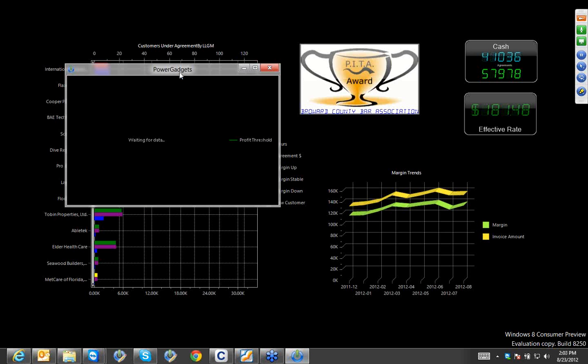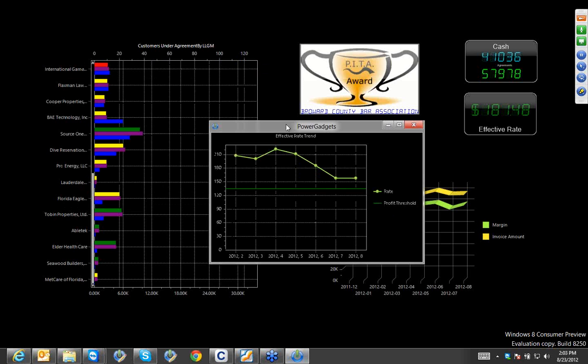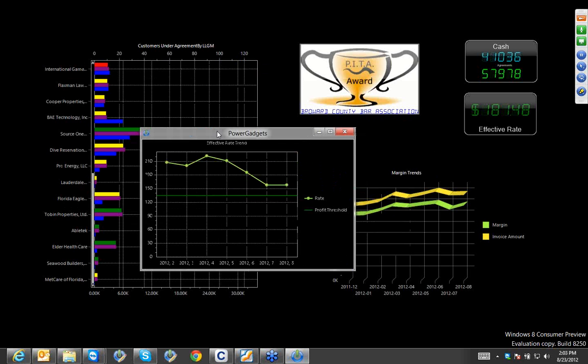What's interesting is if I do a drill down on the effective rate, it's going to take a minute to open up. It's going to give me an idea of what my effective rate has been over time. But just as important, if you take a look at this last bar, this is the current month. It's a little bit different. It says 158 for the month of August, whereas right now we're at 181.48. This is giving us our projection for what we are projected to be at the end of the month for our effective rate.